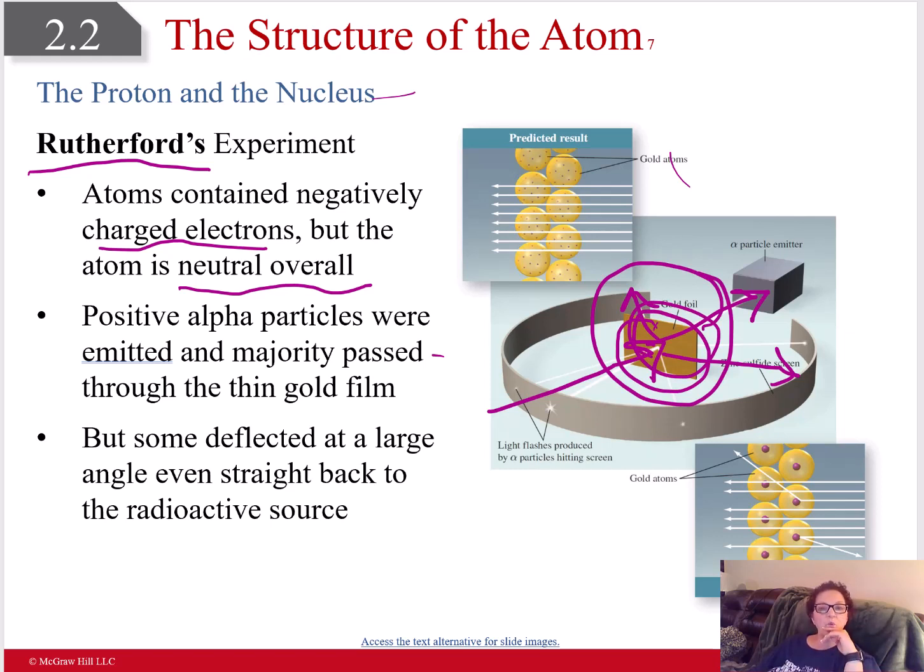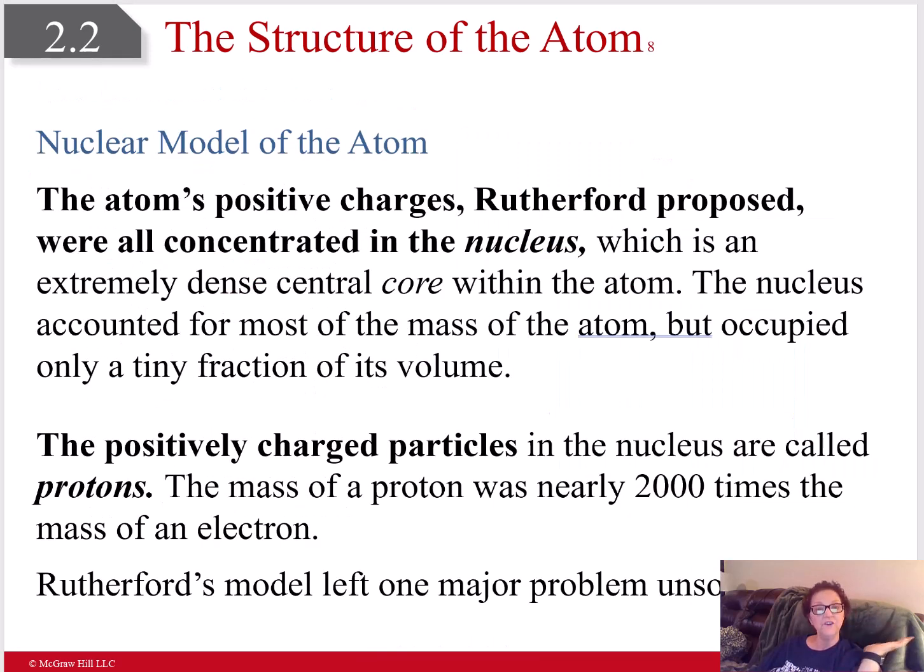What he was able to figure out was that the atom's positive charges were all concentrated in the nucleus, because a lot of those particles were being deflected. The positively charged particles are now called protons, and protons were nearly 2,000 times the mass of an electron. But there was one problem. Rutherford figured out the nucleus had mostly positive charges in there, but it was overall neutral.